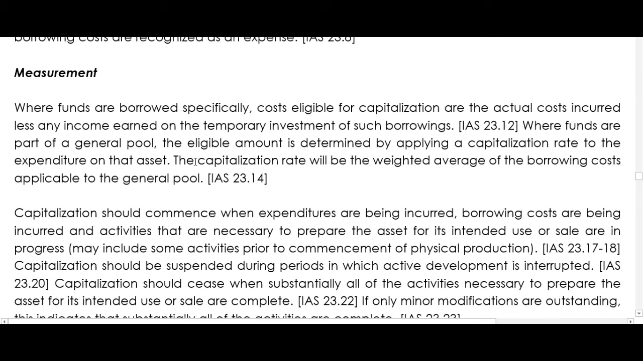For the measurement of your borrowing cost, you need to determine kung ano ang method or ano yung intention ng pag-borrow. Yung borrowings ba natin, is it for the specific acquisition or is it specifically attributable to the qualifying asset or is it part of the general borrowings na kung saan nagamit natin yung portion ng general borrowings para doon sa ating qualifying asset. So, yun yung mga consideration natin.